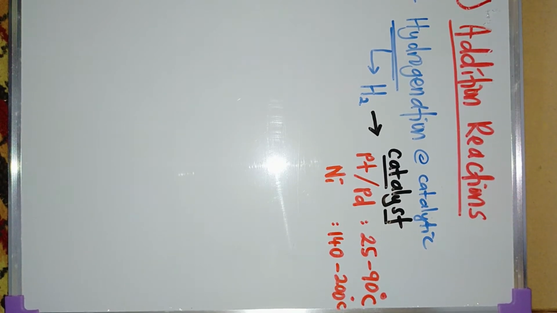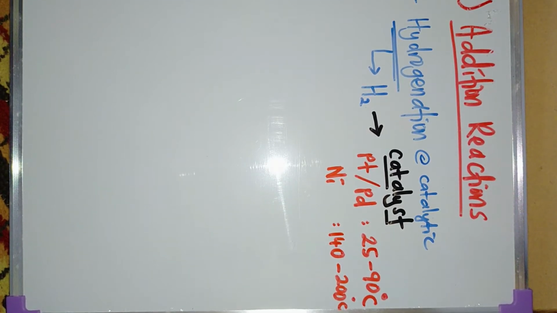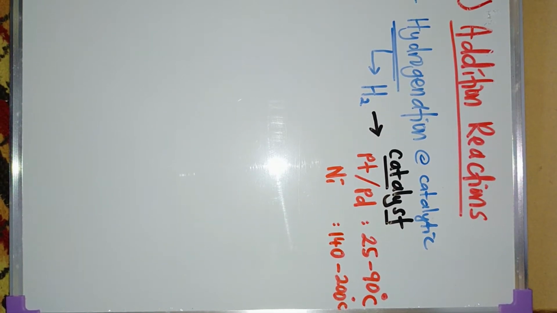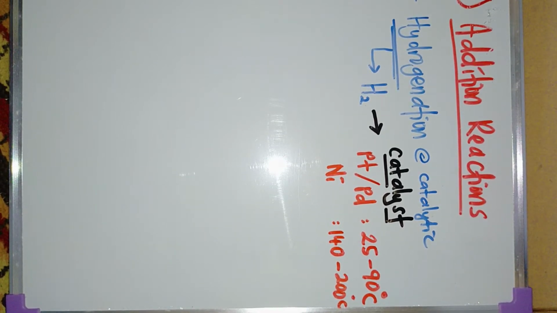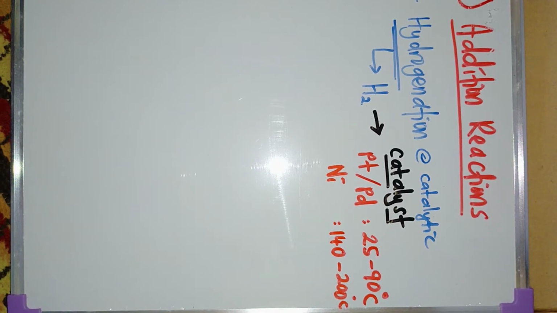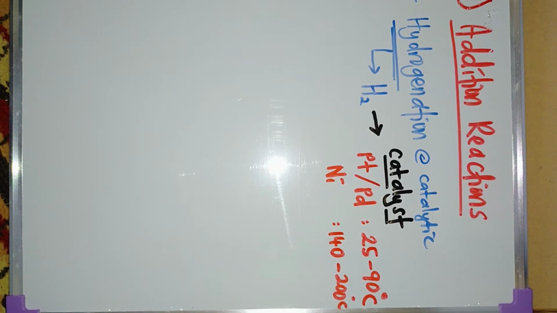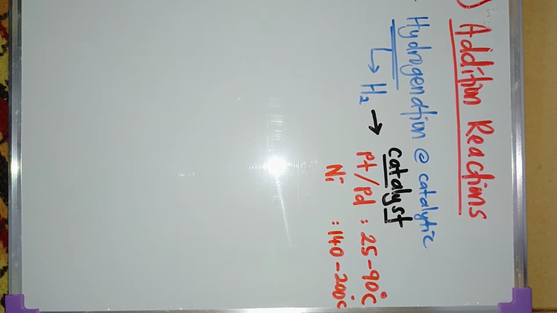From unsaturated become saturated, in the presence of a catalyst. There are a few types of catalyst that can be used. First is platinum or palladium. The temperature required is about 25 to 90 degrees Celsius. This temperature is quite low, so it is easy to carry out the reaction; even at room temperature the reaction will happen. And if we deal with nickel, the temperature required is about 140 to 200 degrees Celsius. Nickel is used in producing margarine from vegetable oil.